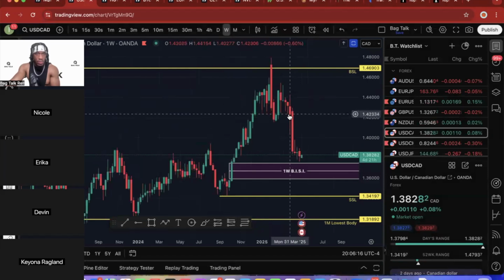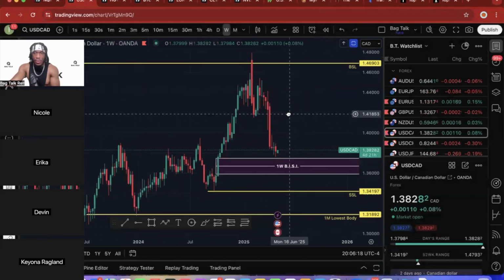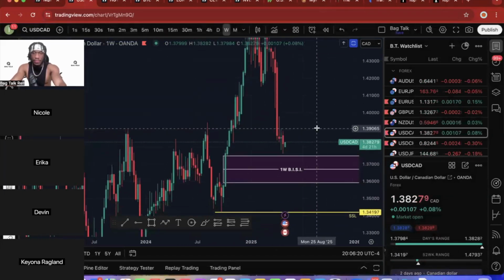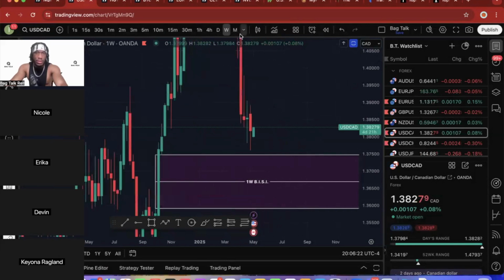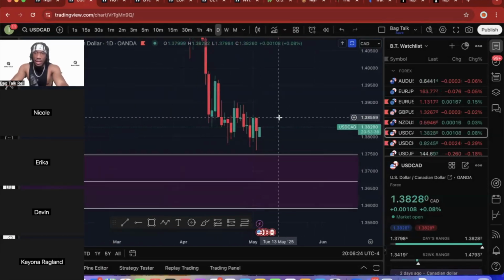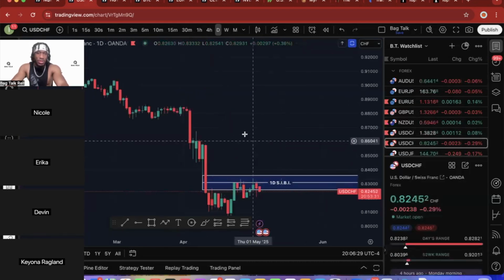And yeah, USD CAD. We targeted this purple area. It fell just short, and I think it's gonna still go there. So there's nothing different than what I said last week. We just consolidated last week, so I'm still looking for that. I don't like the setup on USD CAD though.